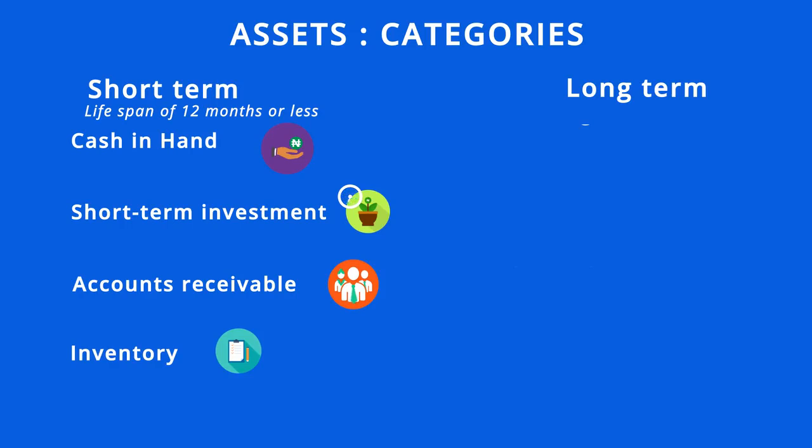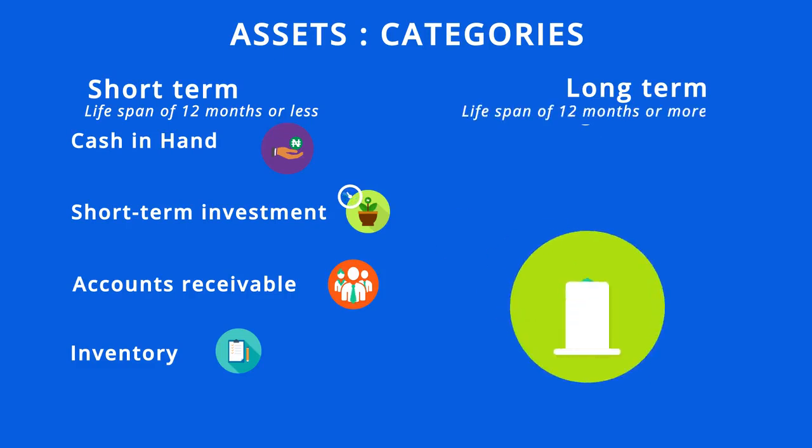We have the second category of assets referred to as long-term assets or non-current assets. These are assets that you have and they are there for over 12 months. Examples include building, land, real estate investment, or other long-term investments that extend beyond 12 months.